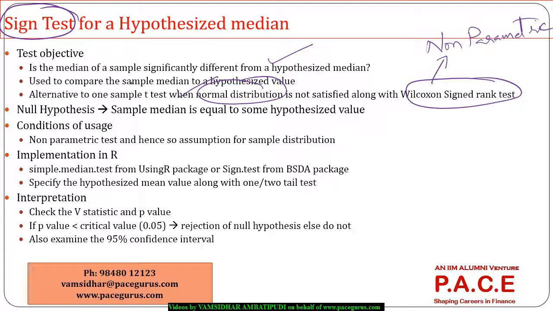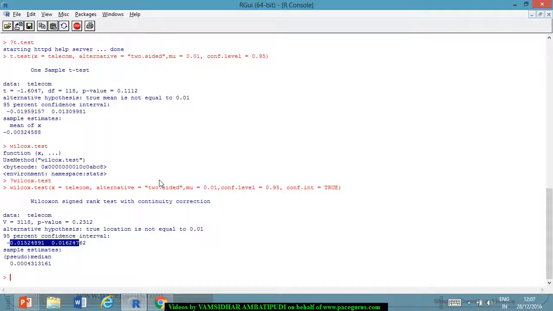But you can get it from two different implementations. One, you have the UsingR package from which I can use the simple.median.test function, or you can use the BSDA package wherein you are taking the sign.test function. Either of them should give you the result for the sign test. So let me use the UsingR package. Right, I am using the UsingR package.